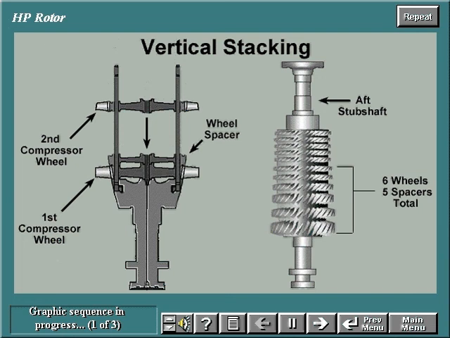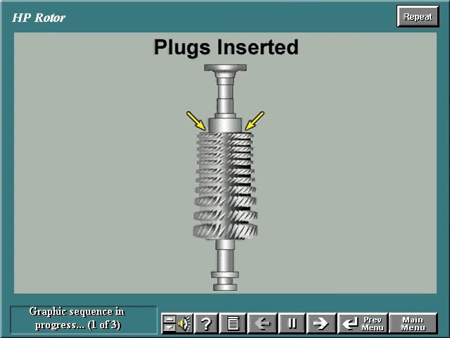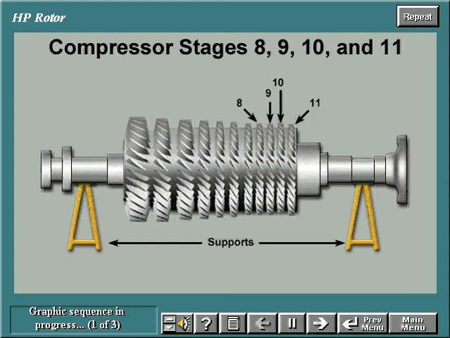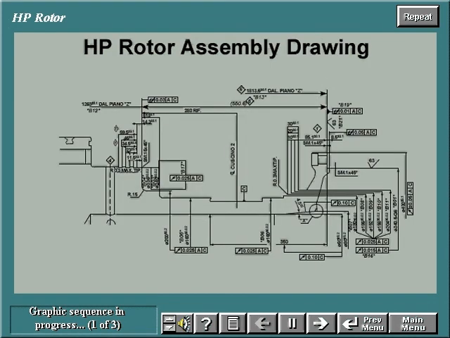Once the last wheel is stacked, the aft stub shaft is slid over the tie bolts and the bolts are tightened. Plugs are inserted in the tie rod slots to prevent particles from entering the slots during turbine operation. The high-pressure rotor is then placed into the horizontal position on V-blocks. The first-stage compressor blades are inserted into radial slots in the forward stub shaft and staked in position. Compressor blades for stages 8, 9, 10, and 11 are inserted into radial slots in the aft stub shaft and locked in place. The journals and sealing lands on the compressor rotor are finish machined and inspected according to specifications indicated on the assembly drawings.